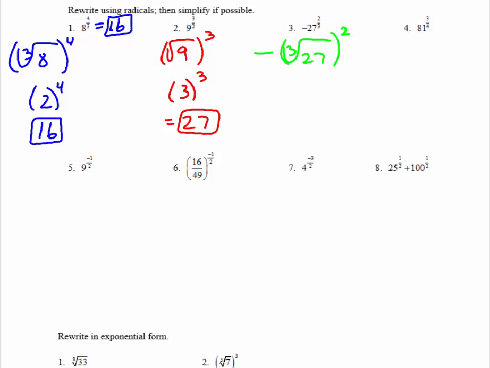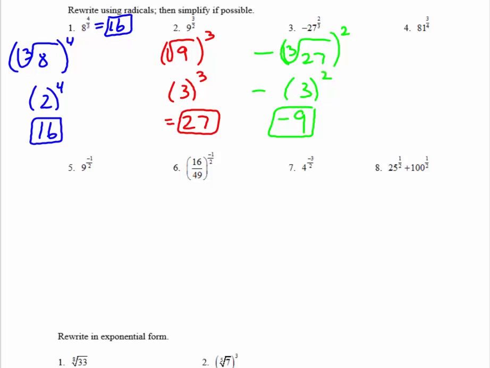So the cube root of 27 is 3, and then I need to square the 3 and I get a 9, but the negative's on the outside, so my answer is negative 9. Again, if there were parentheses, then that negative would be being raised to that power. Since it's not in parentheses, the negative just stays out in front.